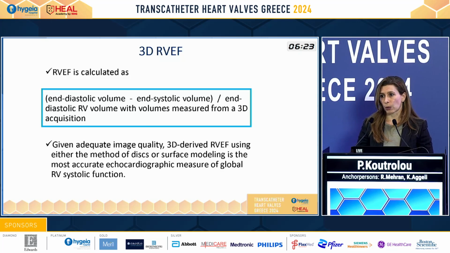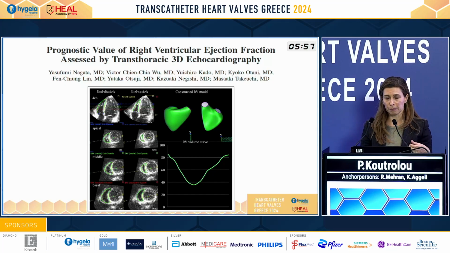One more thing that we do, if we have a machine that does 3D, is that we have the ability to do a 3D calculation of the right ventricular ejection fraction. In that measurement, we are not using area anymore, but we're using volumes. So now we have the right ventricular end diastolic volume minus the systolic volume divided by the end diastolic volume, and we have our 3D assessment of the RV.